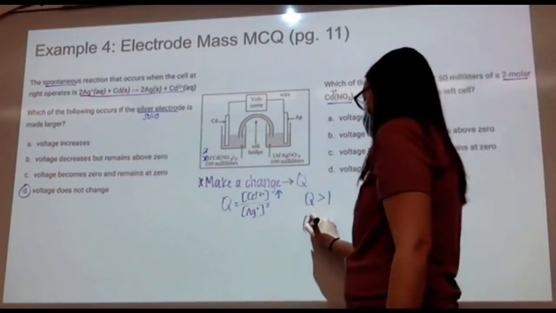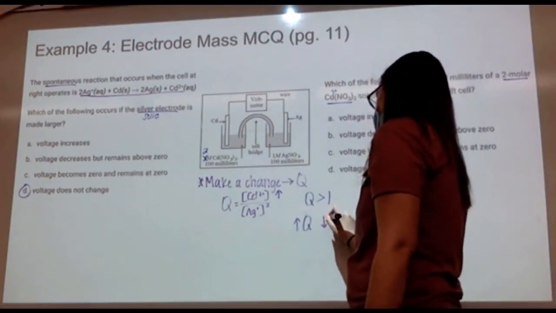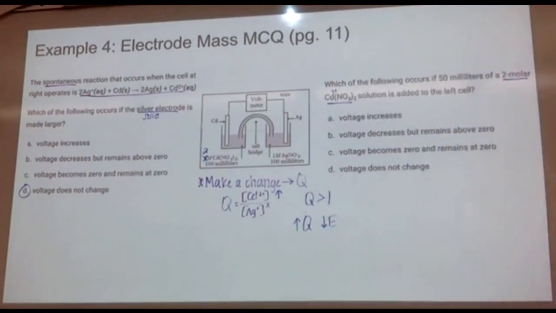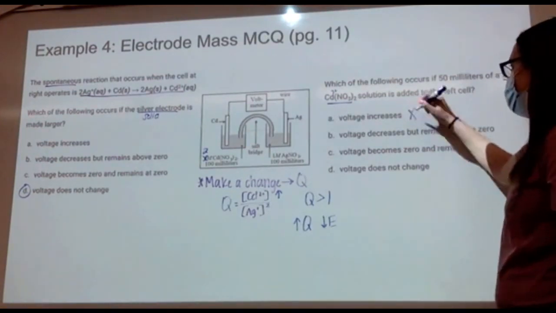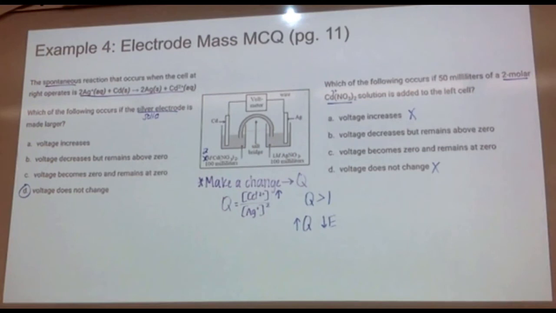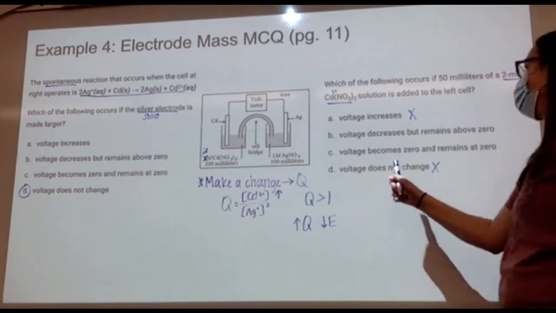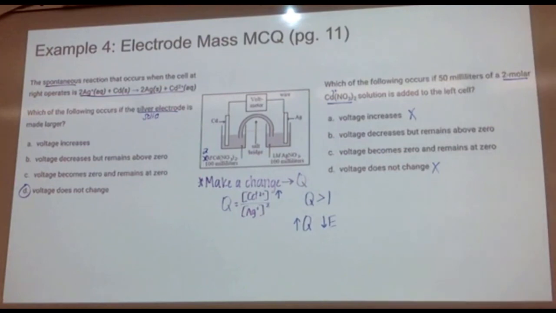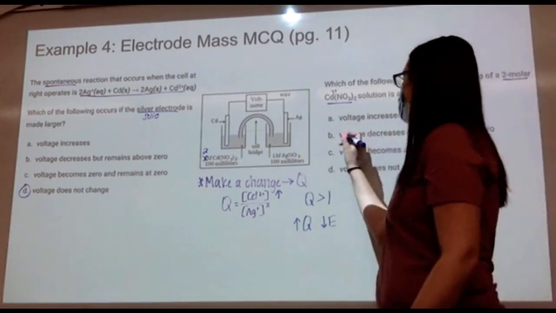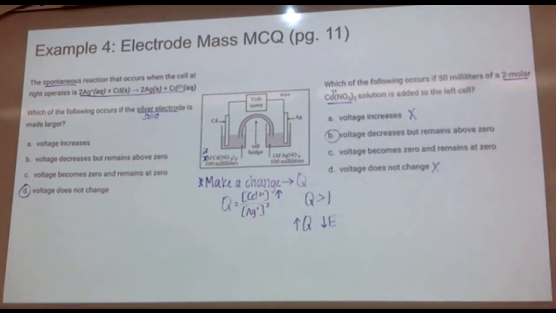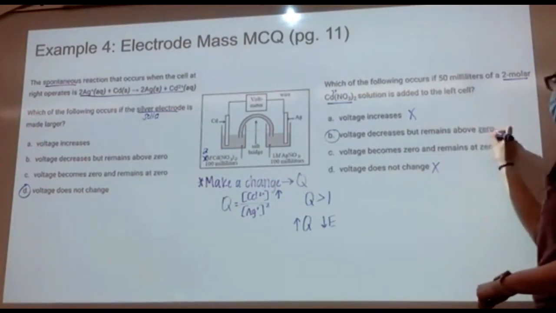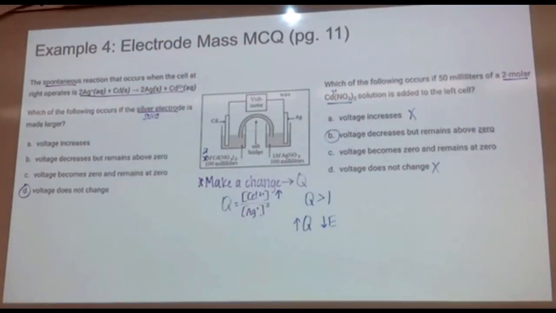Well, remember, when you increase Q, you decrease E. So we know it's not A, we know it's not D, we know that voltage changes, but it still remains above 0. We haven't hit equilibrium yet, because the cell is still running. So the second multiple choice question is B. Because once it hits 0, it's at equilibrium and the cell stops. The cell is still running. It doesn't say anything about the cell stopping.